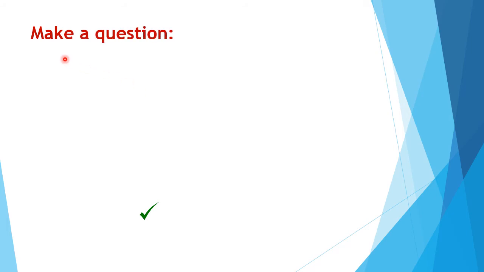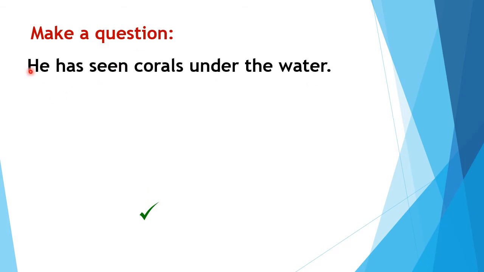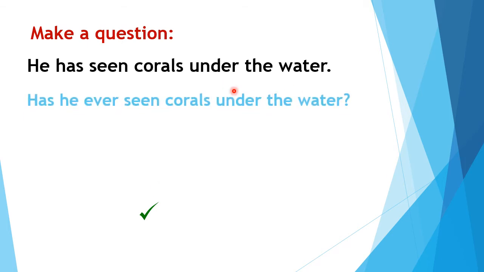Now, let's study how to form or make a question. Look at this sentence. He has seen corals under the water. Again, he has seen corals under the water. Now, we want to make a question. What is the question? Has he ever seen corals under the water? So you change the place for he has. What will it be? Has he? And then after has he, you have to use ever. After that, complete the sentence. So we use ever in questions.